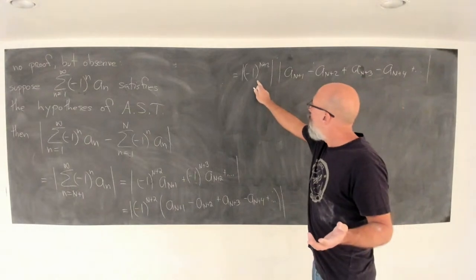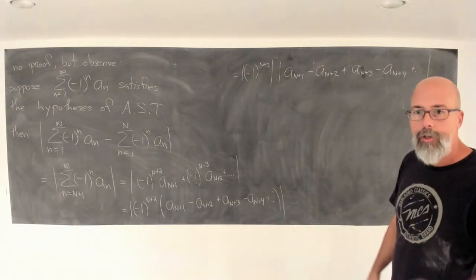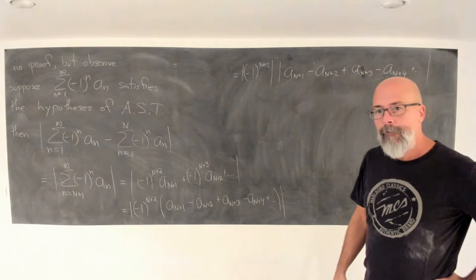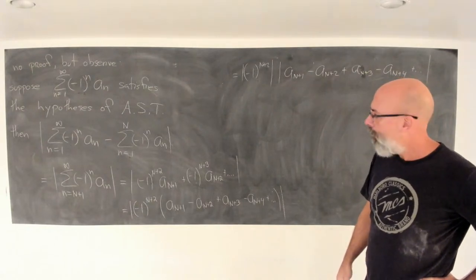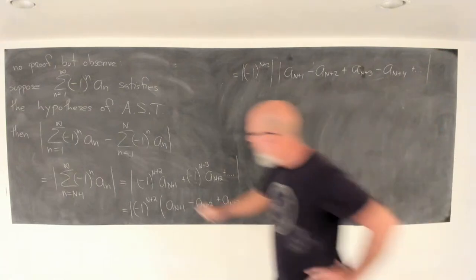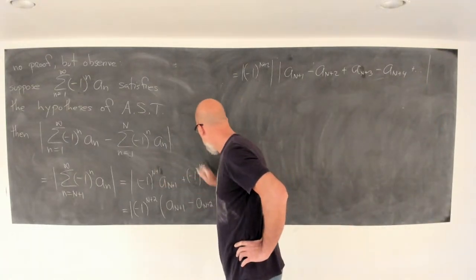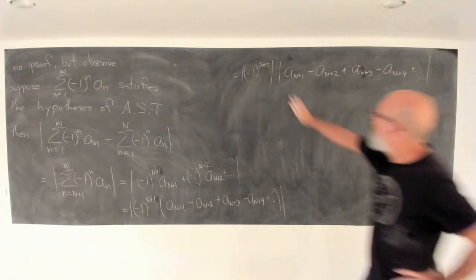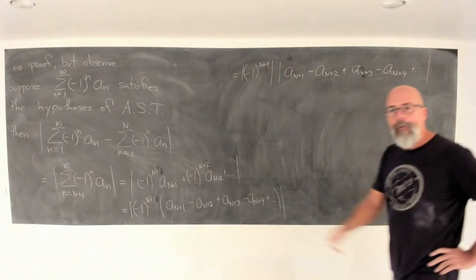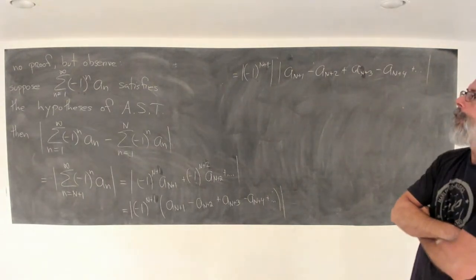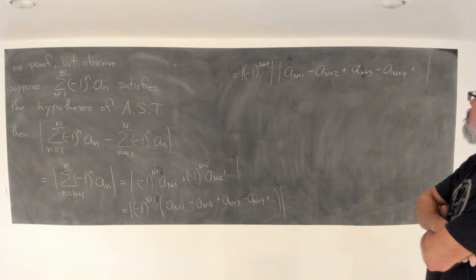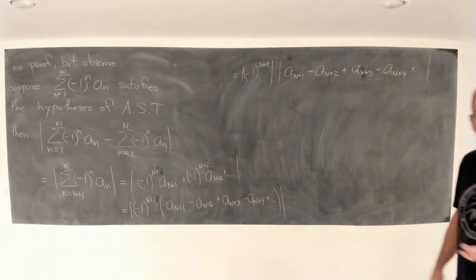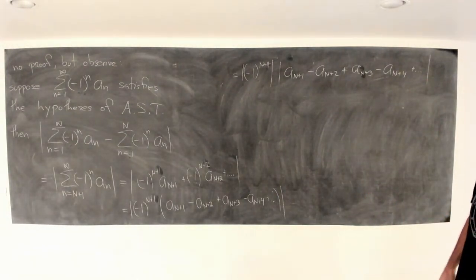Absolute value of negative 1 to the n plus 2, regardless of what that is. Yes, the exponent is n plus 2. Thank you, it should be n plus 1, so I'm factoring out an n plus 1. Still, it really doesn't matter. Regardless, the absolute value of negative 1 to the n plus 1 is just going to be 1. So that's not a big deal.